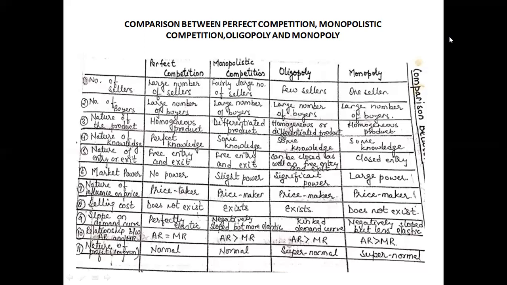Then on the basis of nature of influence on price, so in perfect competition, it is a price taker. In monopolistic competition, it is a price maker. Oligopoly is also a price maker, and monopoly is also a price maker.